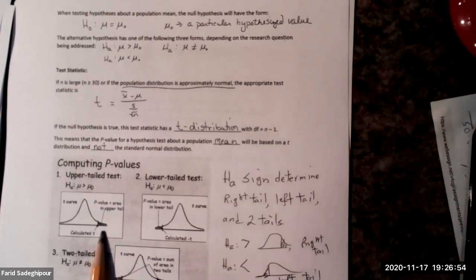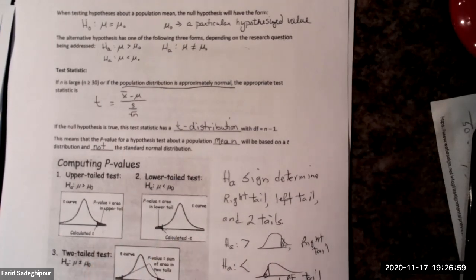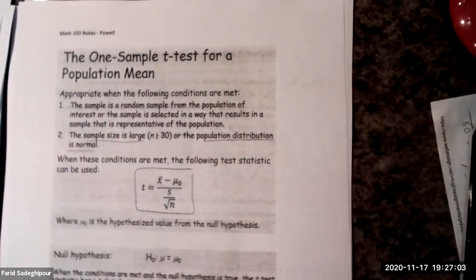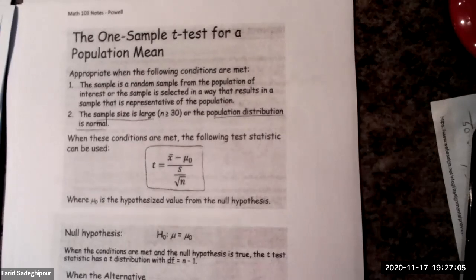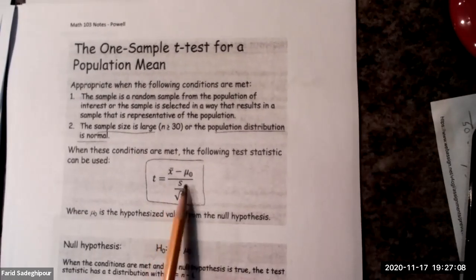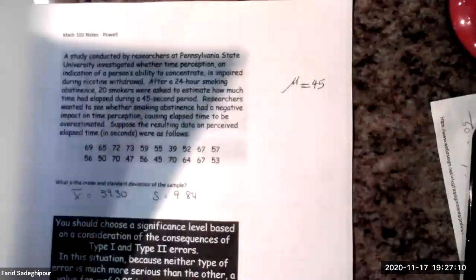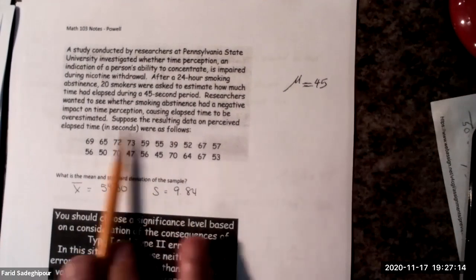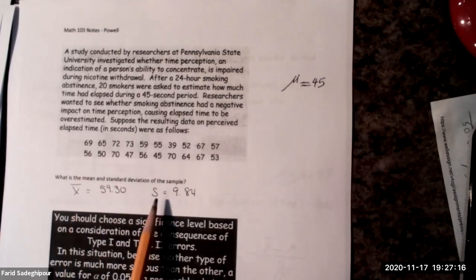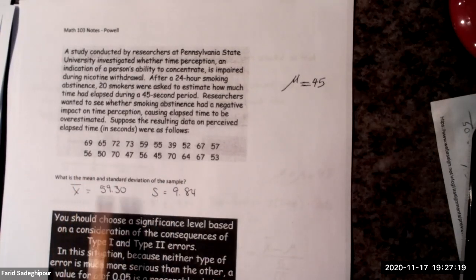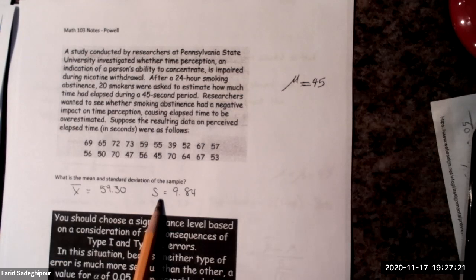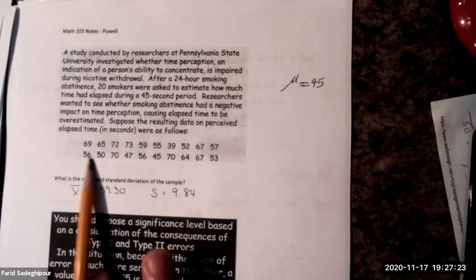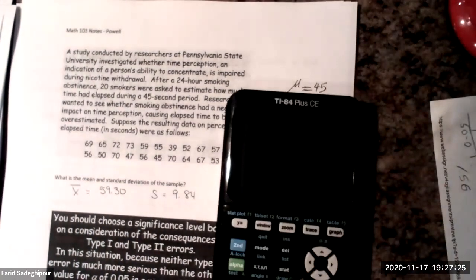If you have a right tail, a left tail, and two tails, I'll show you here. This is the T formula. We already had that. If you have a bunch of numbers, you need to calculate the mean and standard deviation. For that, I think you could use the calculator more easily. Remember L1, what you do is you take all these numbers. Let me show you another example here.